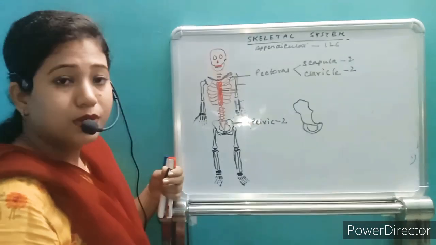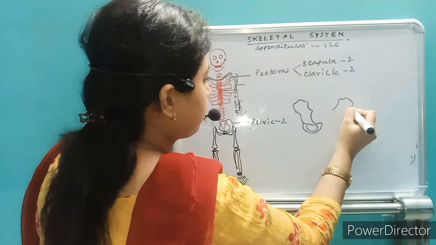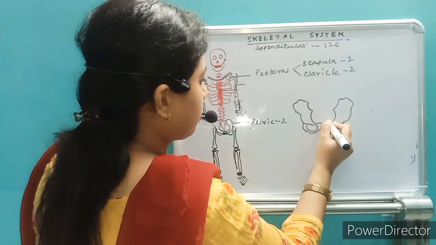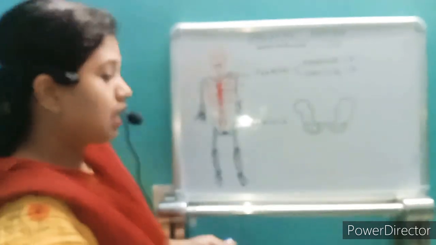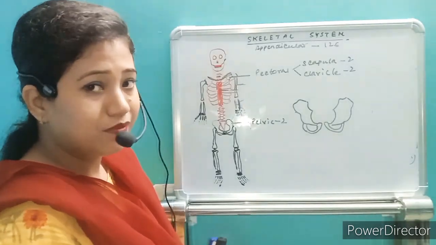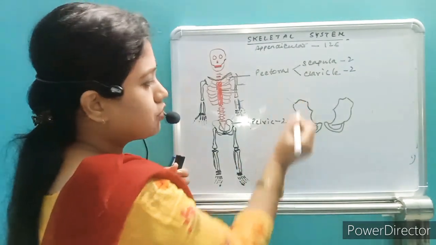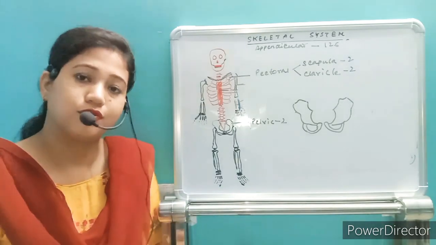Okay, so how many bones are there? On this side also it is the same. These are the 2 bones present in both these 2 pelvic girdles. They are also called the coxal bones. So these are the 3 parts we have. Let's just change the pen. We are out of ink.